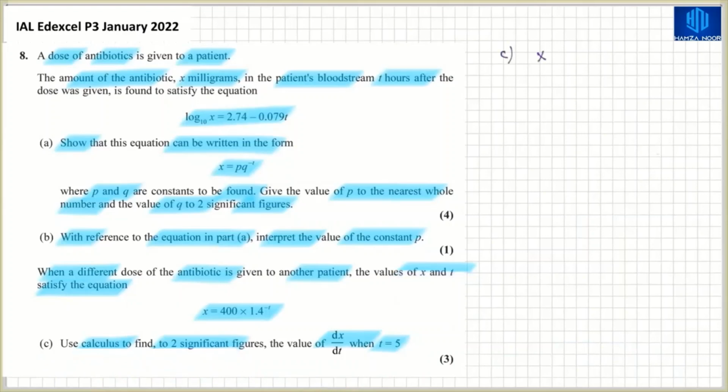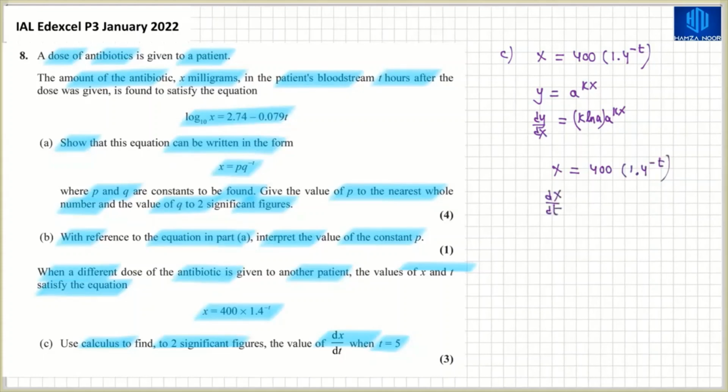All right. So here we have the equation x is equal to 400 multiplied by 1.4 raised to the power minus t. As we know, when y is equal to a raised to the power kx, dy over dx is basically equal to, first we write a raised to the power kx as it is, and then multiplied by k ln a. So we need to find the dx over dt function, meaning we need to differentiate x with respect to t.